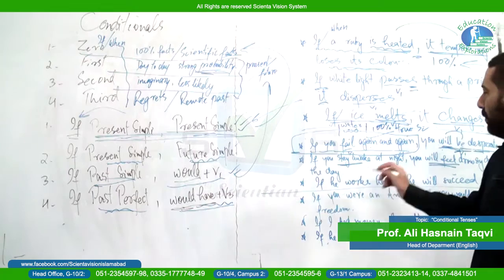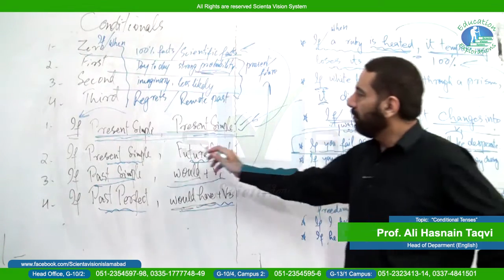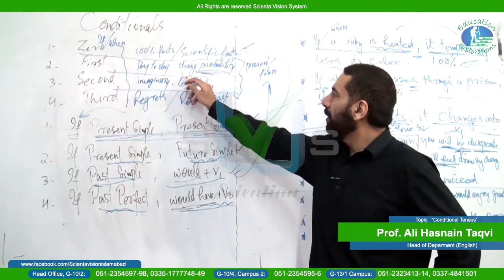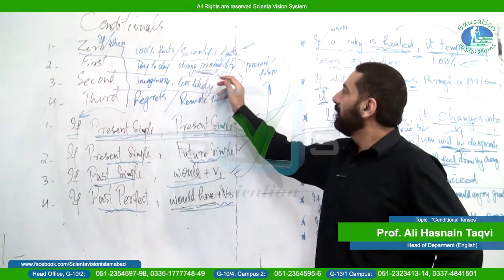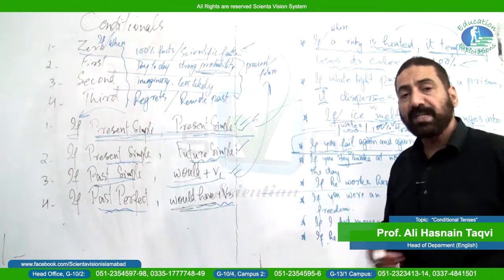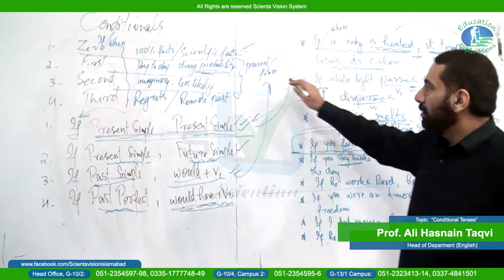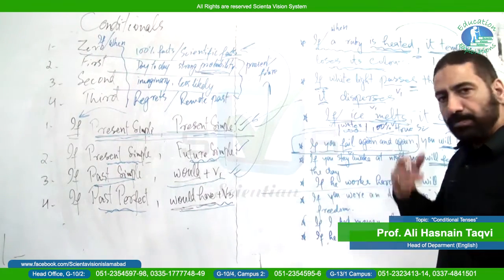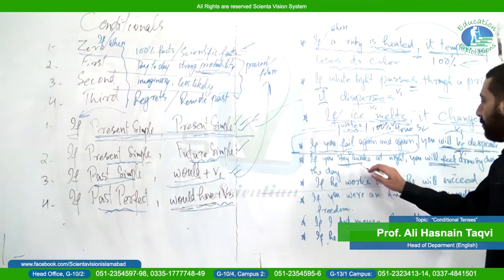With present simple, future simple. This is what? This structure. Present simple, future simple. Why? Because it's a day-to-day reality. There is strong probability, but it is not always the case. So we attach the concept to it as well to be able to understand better.